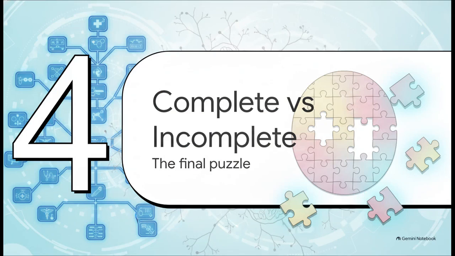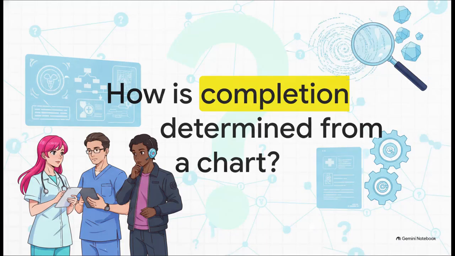And that brings us to Section 4, complete versus incomplete. This is the final granular puzzle in spontaneous events. This brings up a really critical puzzle that I know you coders face literally every single day. How exactly are you supposed to determine completion status from a patient's chart? I mean, you can't examine the patient yourself, right? You can only examine the physician's words. So the big question is, what exact words actually dictate the code?